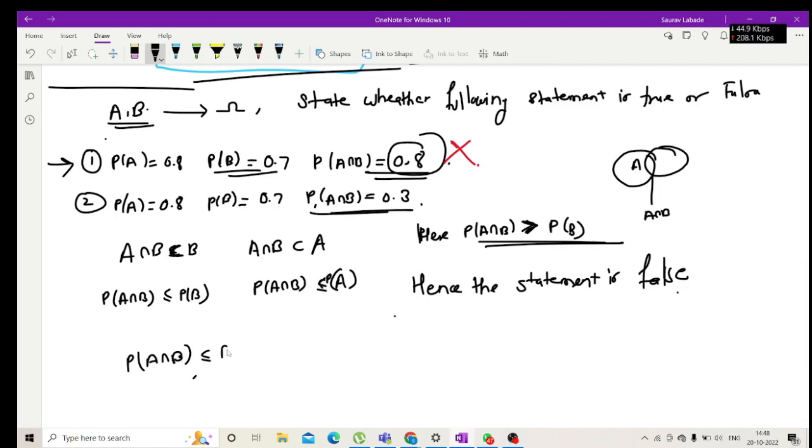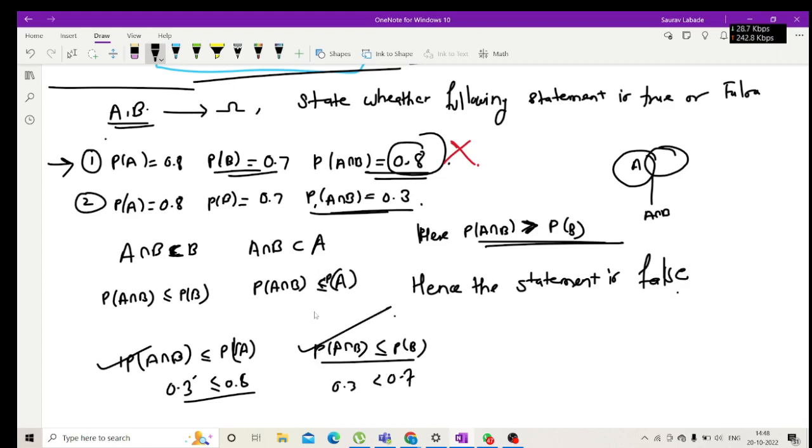Probability of A intersection B is 0.3, and it is less than or equal to probability of A, that is 0.8. So the first condition is true. The second one: probability of A intersection B is less than or equal to probability of B, that is 0.7, which is also true. Both conditions are holding.